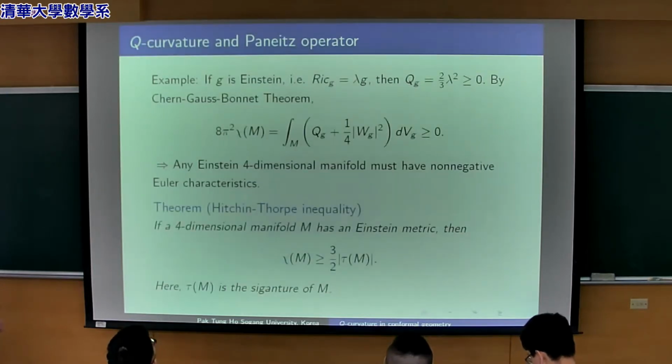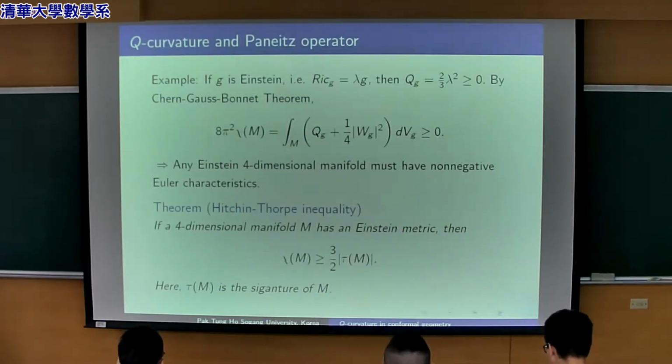In fact, you have something better due to Hitchin. The Hitchin inequality tells us you have even a lower bound. If you have a four-dimensional Einstein metric, then the Euler characteristic is bounded below by the absolute value of the signature.